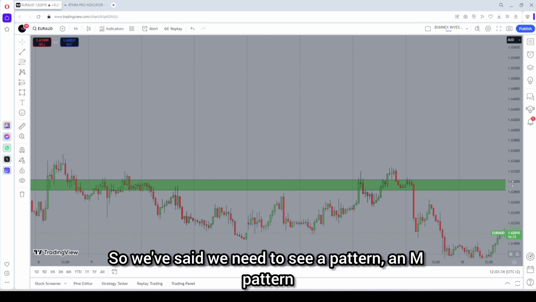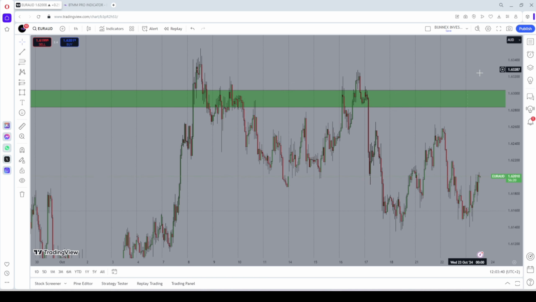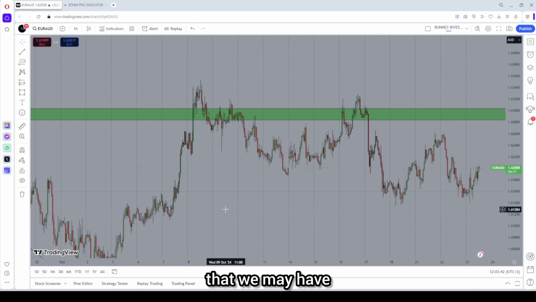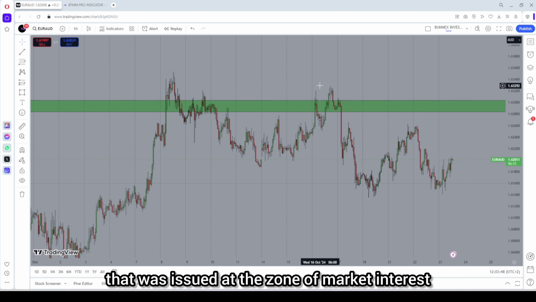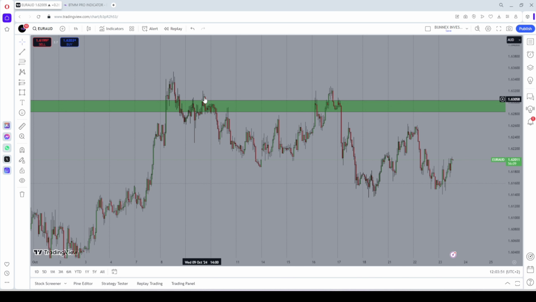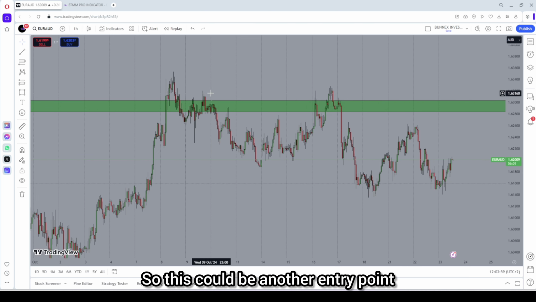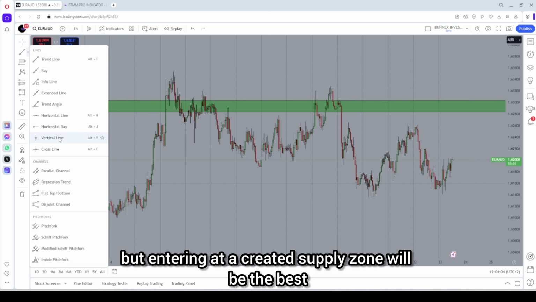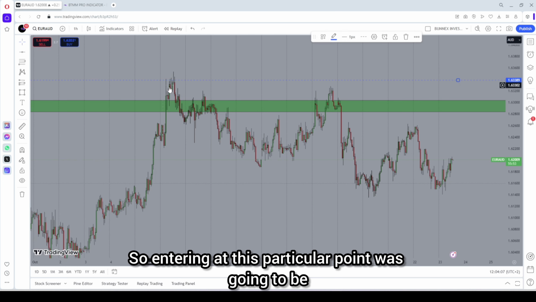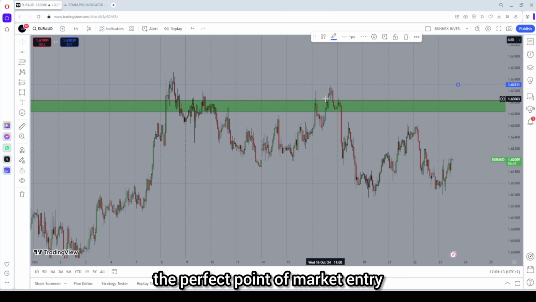We've said we need to see a pattern, an M pattern, a head and shoulders pattern, or any reversal pattern. We can see there was this big M that was issued at the zone of market interest. This could have been another point of entry, as an M with the second leg right below the first leg level. So this could be another entry point, but entering at a created supply zone will be the best. Entering at this particular point was going to be the perfect point of market entry.